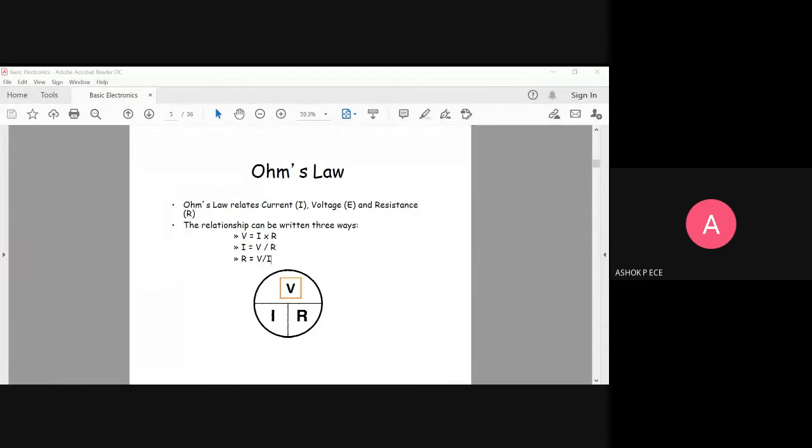Will Ohm's law work inside your house? Yes, sir. Ohm's law will work inside your house. That means the temperature inside your house is constant. So what is the value of that constant temperature?